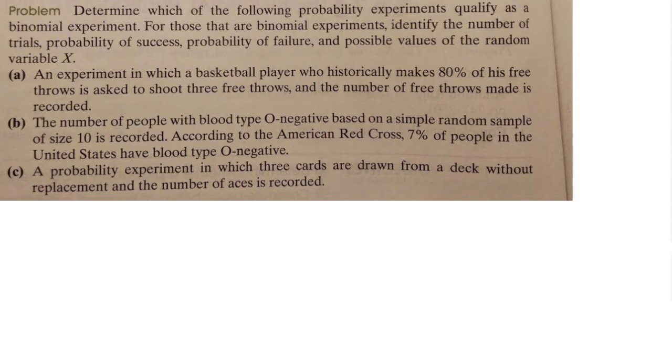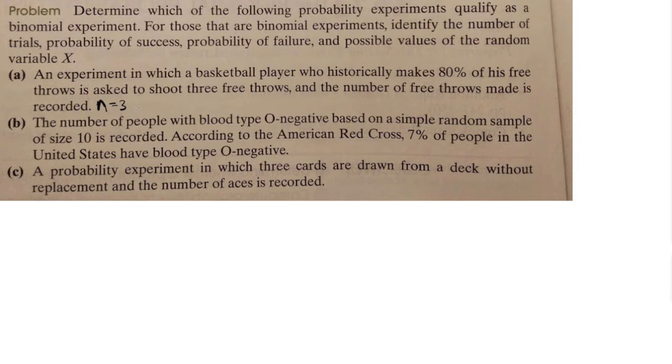N equals 3. The trials are independent. Well, we're going to assume that making one throw or not making one throw is not going to affect the next time he makes a throw, so they're independent. There's only two outcomes, success and failure. If he makes a free throw, then he succeeds, and if he doesn't make a free throw, then he fails. And there's no overlap. You can't sort of make a free throw. So that's satisfied.